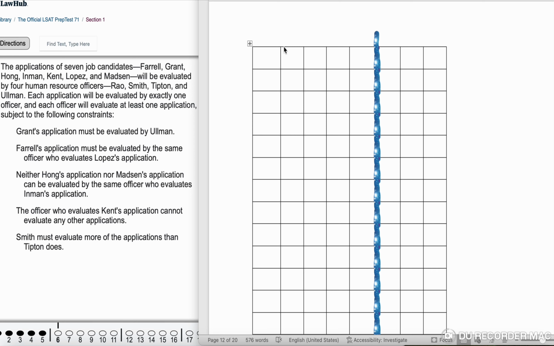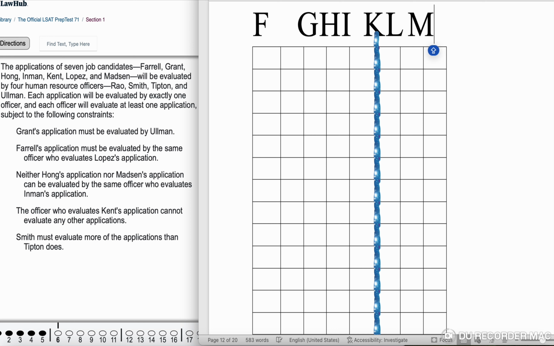The applications of seven job candidates, F, G, H, I, K, L, M, will be evaluated by four human resources officers, R, S, T, U. Each application will be evaluated by exactly one officer, and each officer will evaluate at least one application, subject to the following constraints.